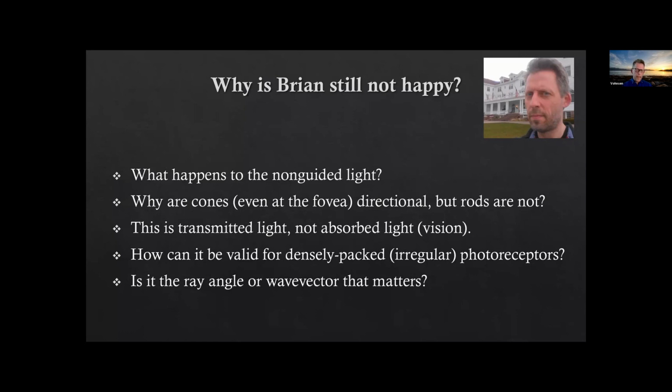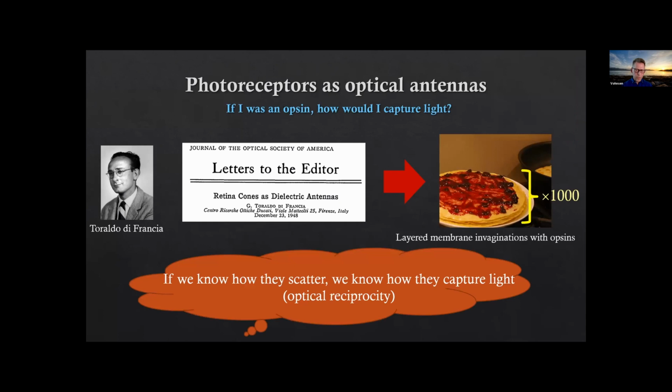The waveguide light is also transmitted light, it's not the absorbed light that triggers vision. And how can a single waveguide picture be valid for densely packed and actually quite irregular photoreceptors? Finally, is it the angle of the rays coming in, or is it the angle of the wave vector of the electromagnetic fields that matters the most? So in order to answer these questions, I think of the outer segments more like optical antennas.